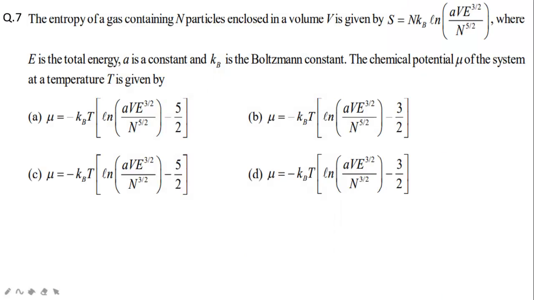Moving ahead, this is our question number 7. The question is, the entropy of a gas containing n particles enclosed in volume V is given by an expression, where E is the total energy, A is a constant, and Kb is the Boltzmann constant. The chemical potential mu of the system at a temperature T is given by, and there are 4 options.